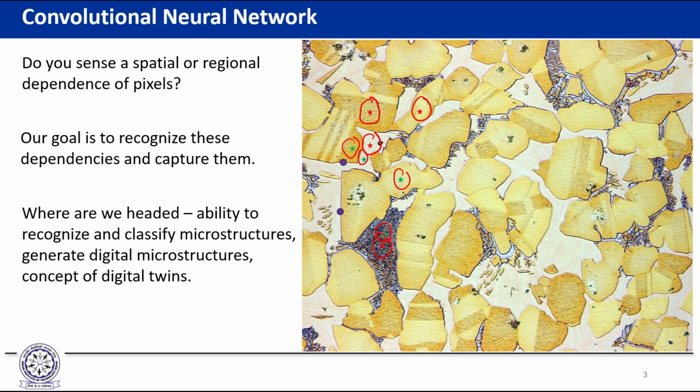Once we can classify the features in the microstructures, we can generate digital microstructures, and we can start creating the digital twin of a material itself.